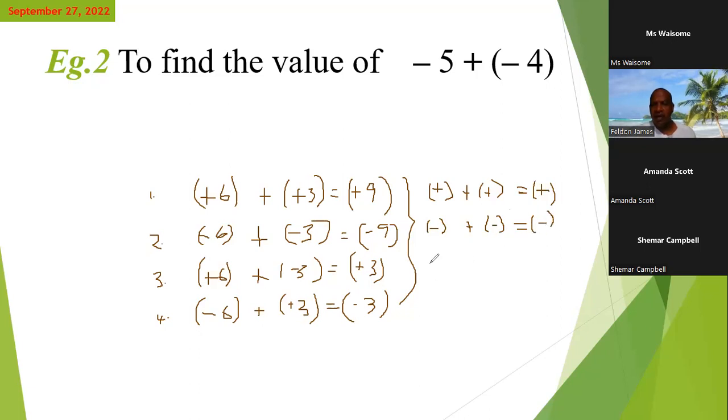And then now, if you're adding a positive and a negative, what is the sign here? And if you're adding a negative and a positive, what would be the sign here? All right, so can anybody tell us what is happening now with these two?